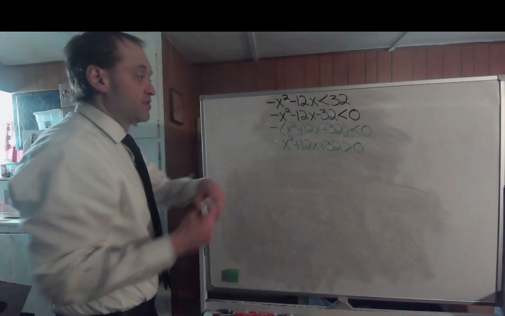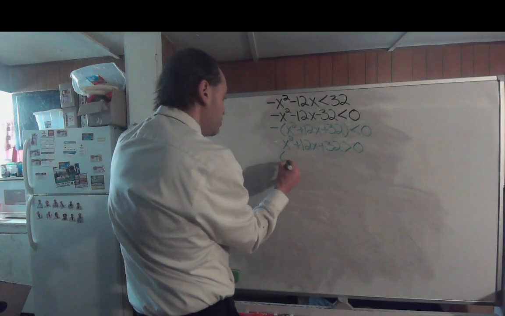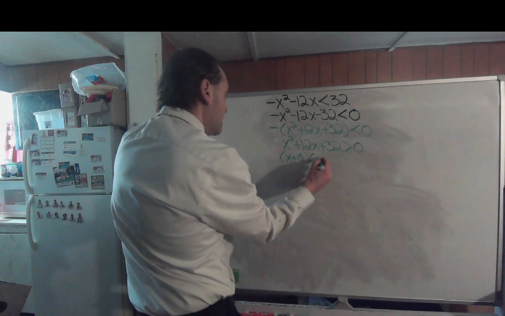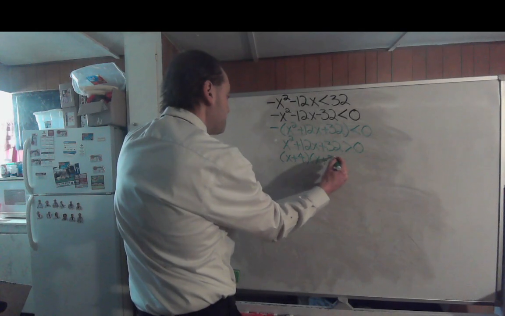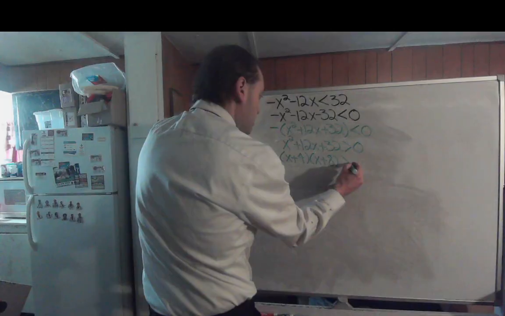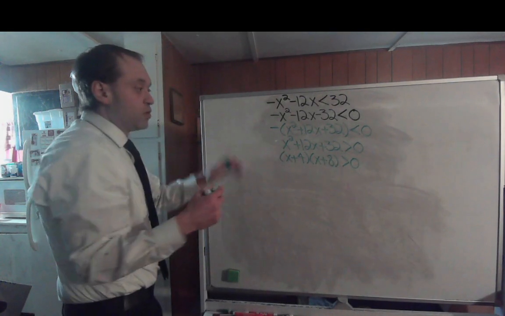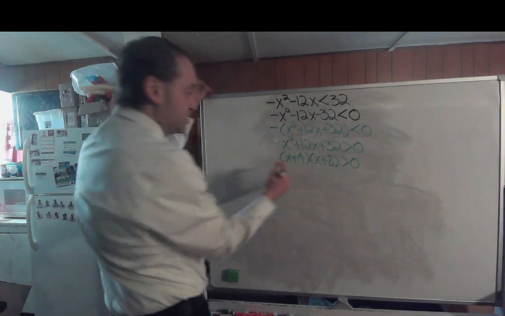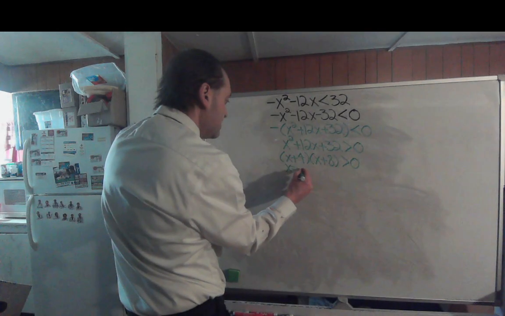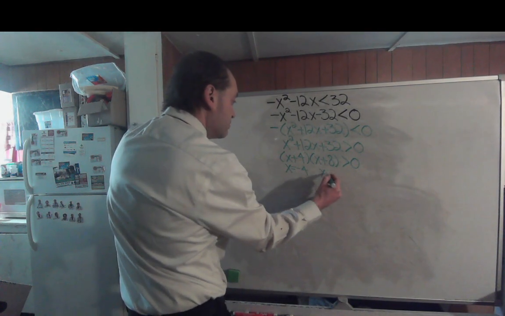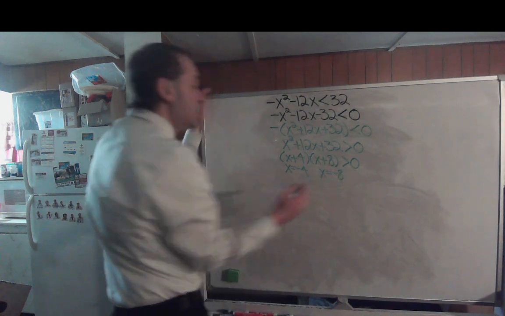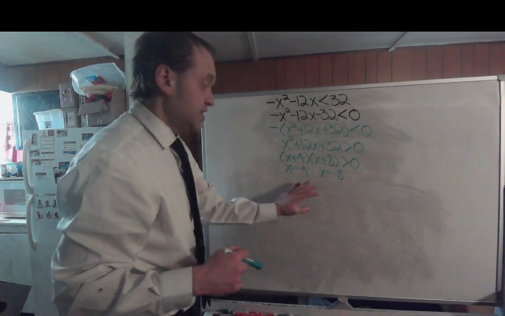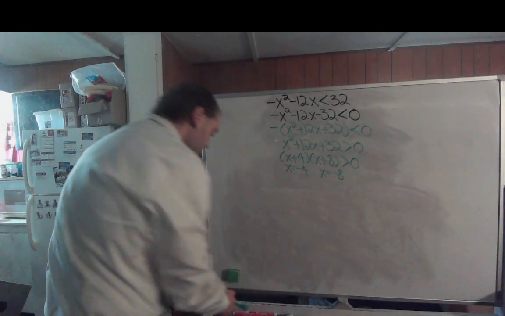Now we just need to factor this in general. This will factor into the quantity of x plus 4 times the quantity of x plus 8 is greater than 0. Then, of course, you're going to take each of your factors and set them equal to 0. You would just get x equals negative 4 and then x equals negative 8. But since these are only greater than 0, there's no equal part. These two numbers will not be included in your solution set.